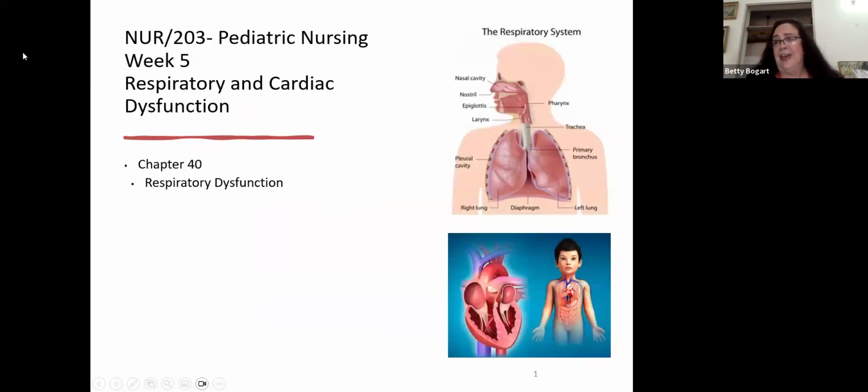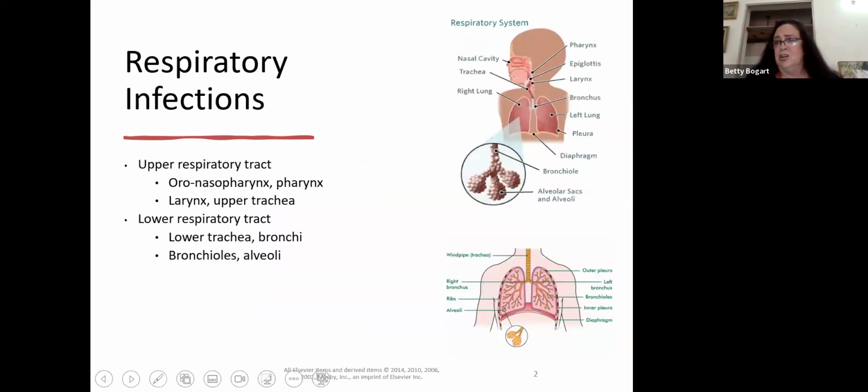So respiratory and cardiac, they're connected, right? The heart beats, so it takes oxygen to the body, and the lungs provide that oxygen. So let's talk about the respiratory first. There are 2 components of the respiratory system. We've got the upper respiratory, which is your oropharynx, which is neck up, which means tonsils, adenoids, ears. This is epiglottis. This is anything with inflammation of the upper airway.